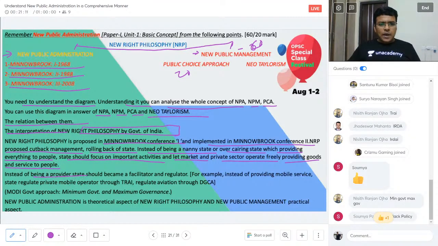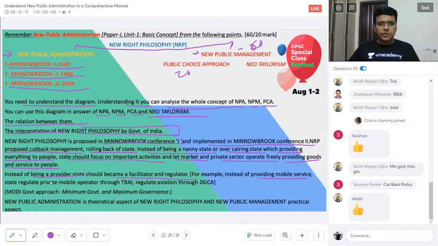Instead of being a provider, the state should become a facilitator and regulator. For example, instead of providing mobile service, the state regulates private mobile operators through TRAI, regulates aviation through DGCA, IRDA, and many other things. The Modi government's approach is minimum government, maximum governance.